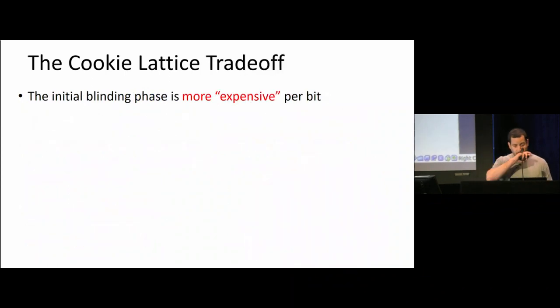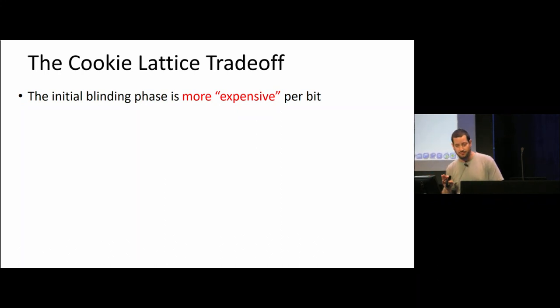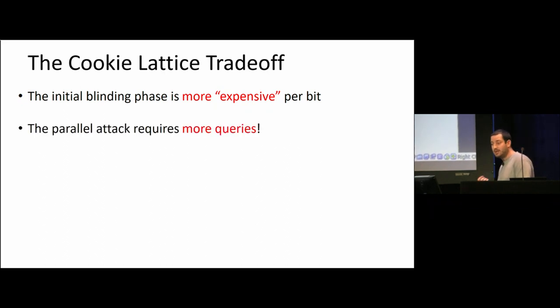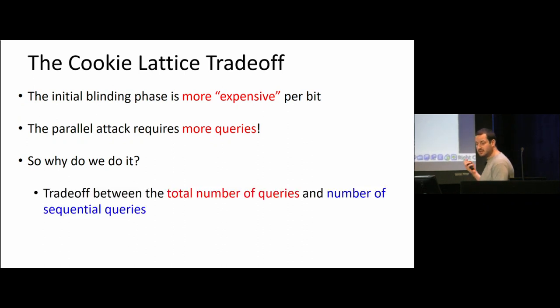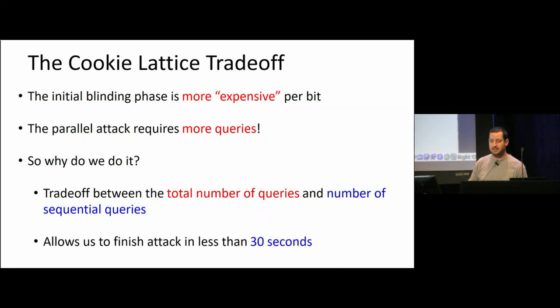Okay, so one thing that's important to know about our cookie lattice is that this is not actually an improvement of the attack, this is a trade-off. The initial blinding phase that I'll talk about is actually the most expensive part of the attack if we look at bits of information per query. And the parallel attack actually requires more queries than the original one. So why do we actually do it? The reason is that this is a trade-off between the total number of queries and the number of sequential queries that we actually need. And this allows us to do this attack in under 30 seconds using parallelization.